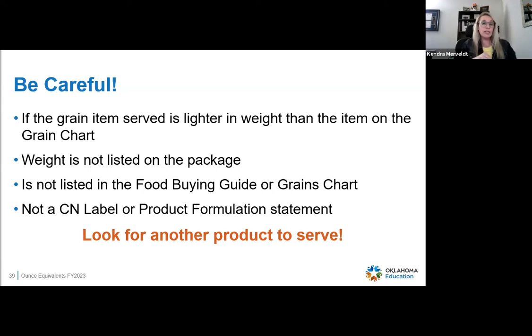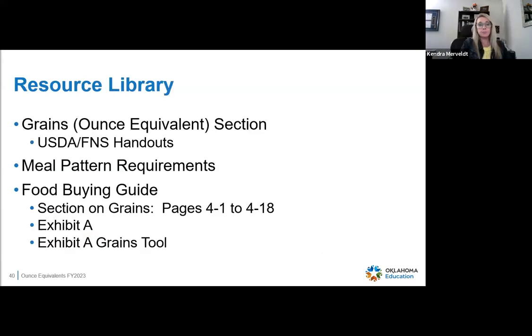If you do not have a CN label or a product formulation statement on items such as chicken nuggets, corn dogs, fish sticks, then we would definitely say, please look for another product that does meet the requirements. Make sure that it meets the requirements weight-wise, that there is a weight on the box. It needs to be in the food buying guide, or it does need to be on the grains chart.